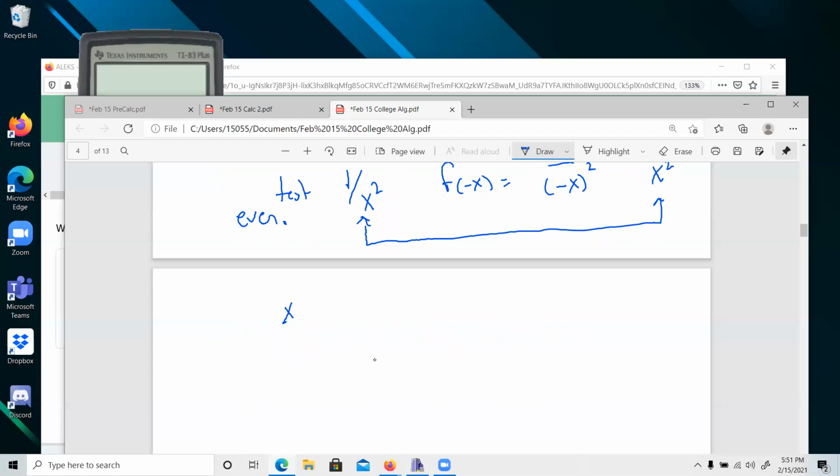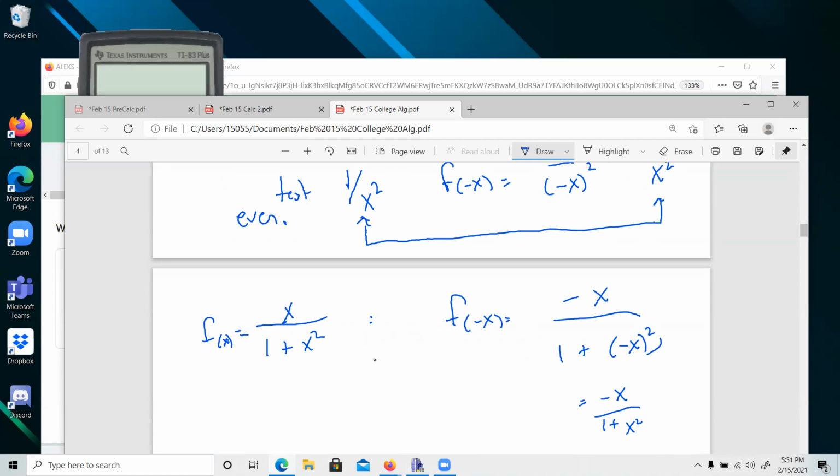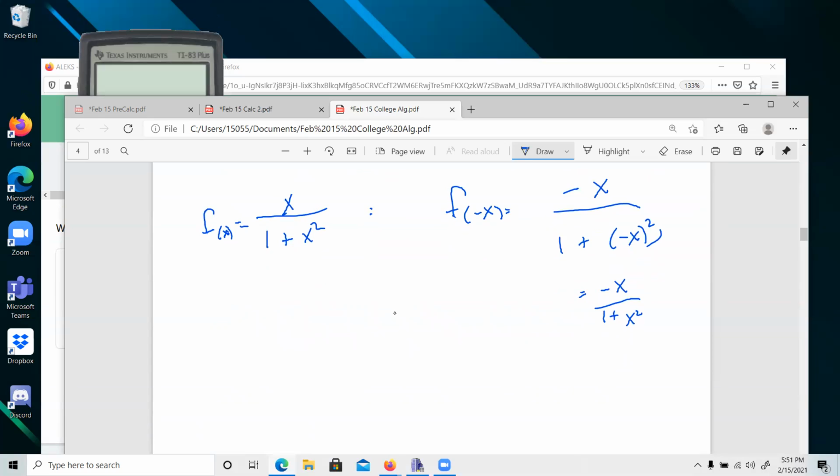How about x? Well, we did x over x squared plus 1, right? That's f of x. And when I plug in f of negative x, we get negative x over 1 plus negative x squared. This business here is just going to be negative x over 1 plus x squared. It's traditional that you would move this negative off to the edge here. So when f of x equals x over 1 plus x squared, f of negative x is equal to the negative part of that. So that's why we would know this would be odd.